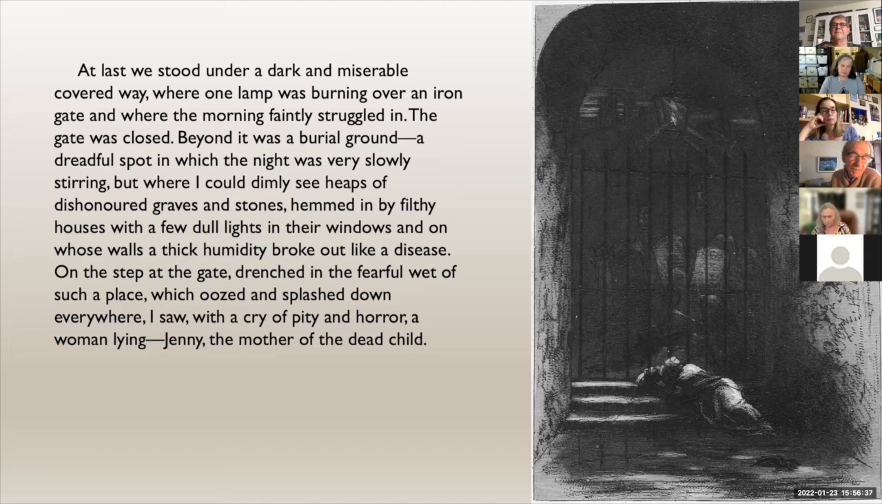On the step at the gate, drenched in the fearful wet of such a place, which oozed and splashed down everywhere, I saw, with a cry of pity and horror, a woman lying, Jenny, the mother of the dead child.